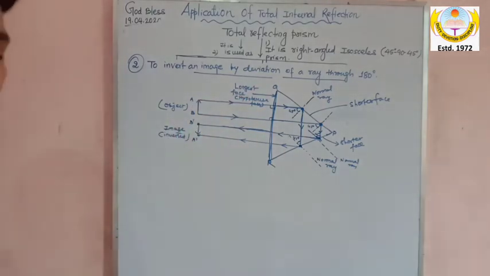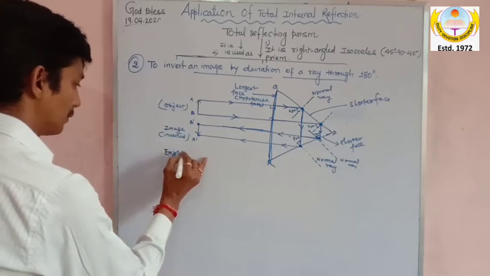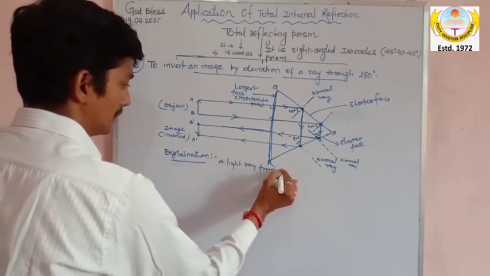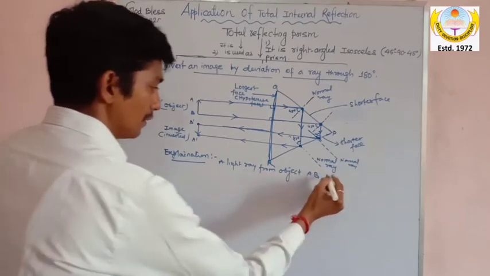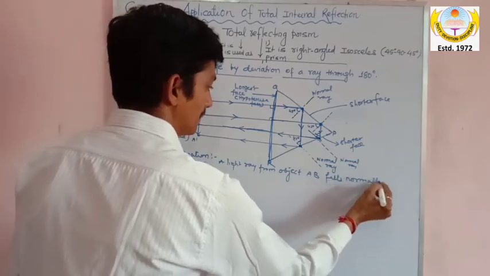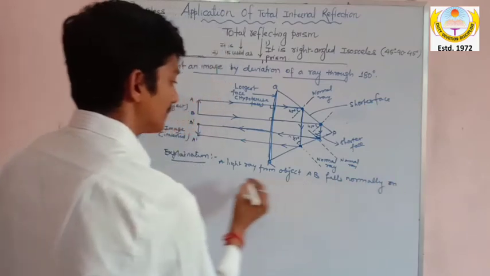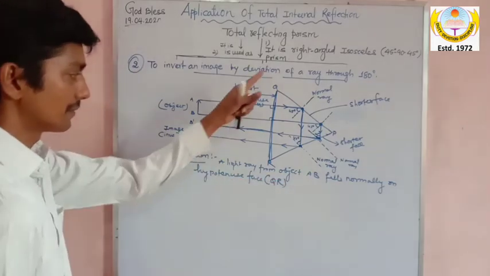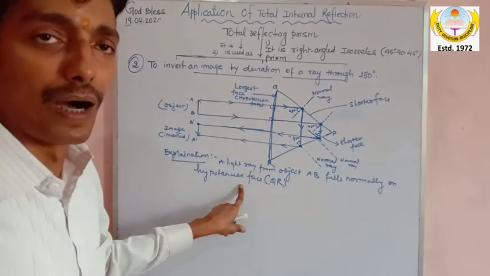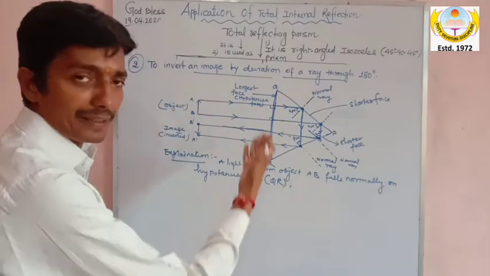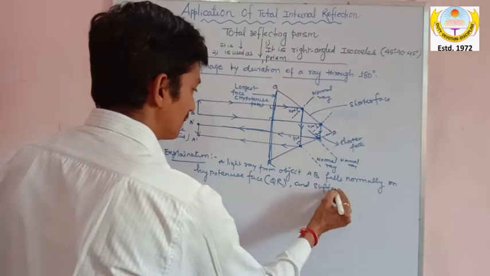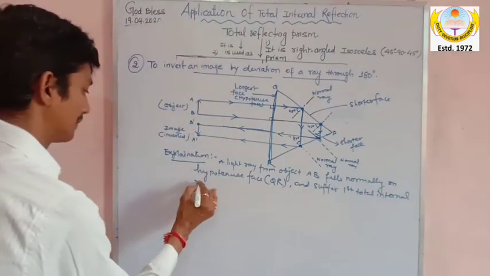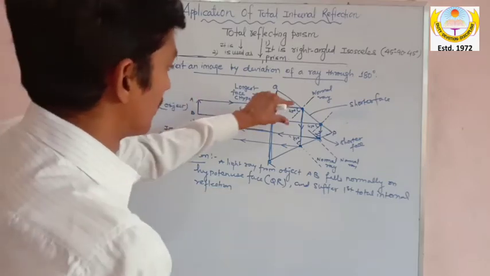So now, my dear, here what can I write? What is my explanation in this point? A light ray from object AB falls normally, you can see, falls normally on hypotenuse face QR. You can see object AB falls normally on the hypotenuse face QR. Am I clear? I hope it is clear. And suffers first total internal reflection. You can see AB suffers the first total internal reflection.